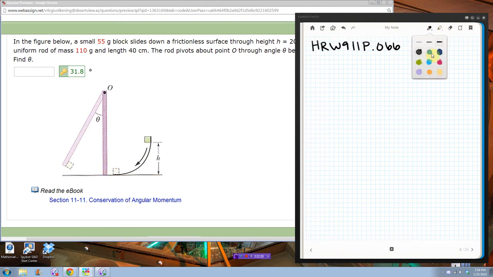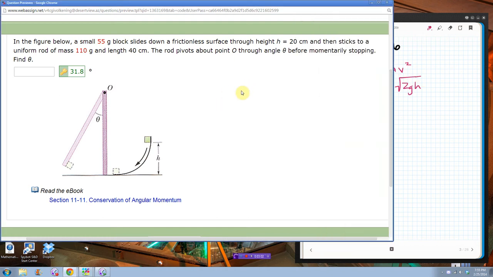Okay, so first step is let's find out how fast that block was moving right before it hits the rod. When it started from rest at a height of 20 centimeters, it had only potential energy. So the energy we started with was mgh. When that fell, all of the potential went away and it all turned into kinetic. So when it comes to the bottom, that'll be 1/2 mv squared. Notice the m's cancel. So v squared is 2gh. So when this is about to hit the rod, its velocity is the square root of 2gh.